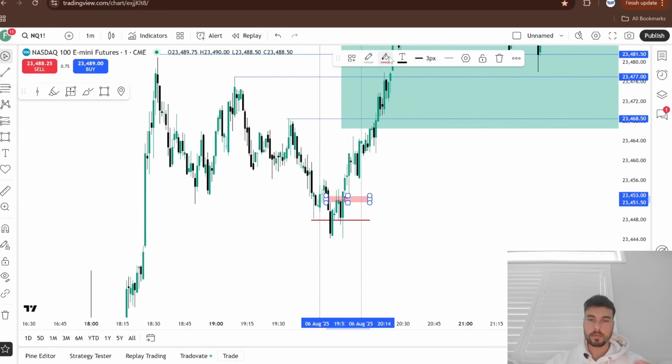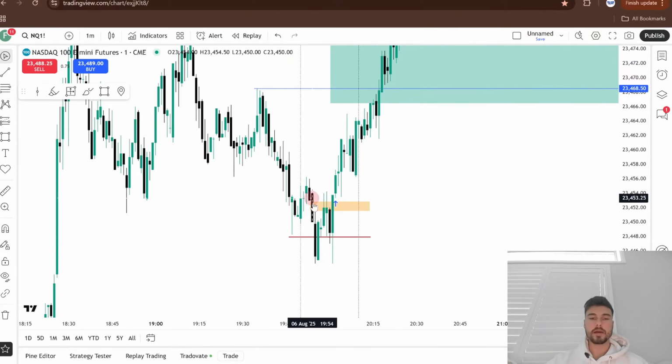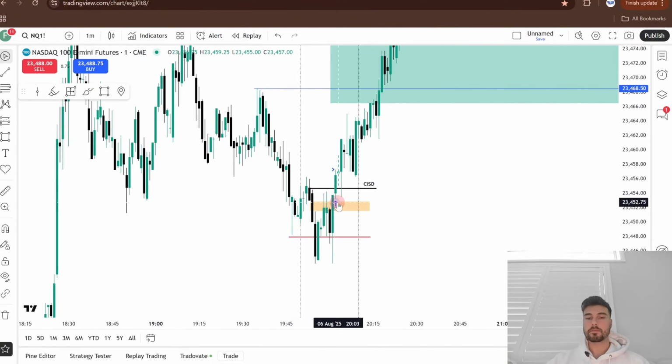I wait for a little bit more in terms of market structure. And I'm waiting for price to close above these down close candles, these three here. When price closes above those, we form what's called a change in the state of delivery. That's my entry, right?